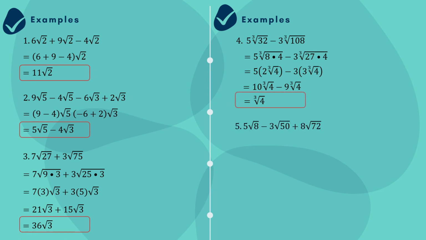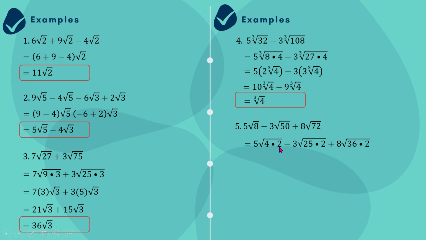Number 5. Given is 5 square root of 8 minus 3 square root of 50 plus 8 square root of 72. The three radicals are square roots, so therefore we factor 8, 50 and 72, each should have a factor that is a perfect square. Factors of 8 is 4 times 2. Factors of 50, 25 times 2. Factors of 72, 36 times 2.